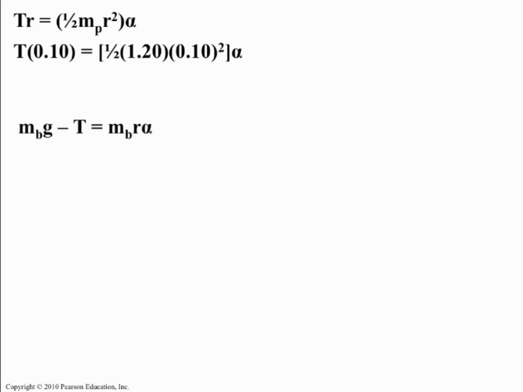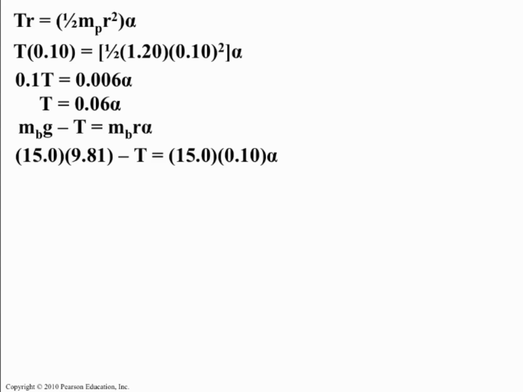And so filling in then, we have T times the radius, 0.10, equals 1/2 times mp, which is 1.20, times 0.10 squared alpha. And that ends up being 0.1T equals 0.006 alpha. And simplifying, T equals 0.06 alpha.